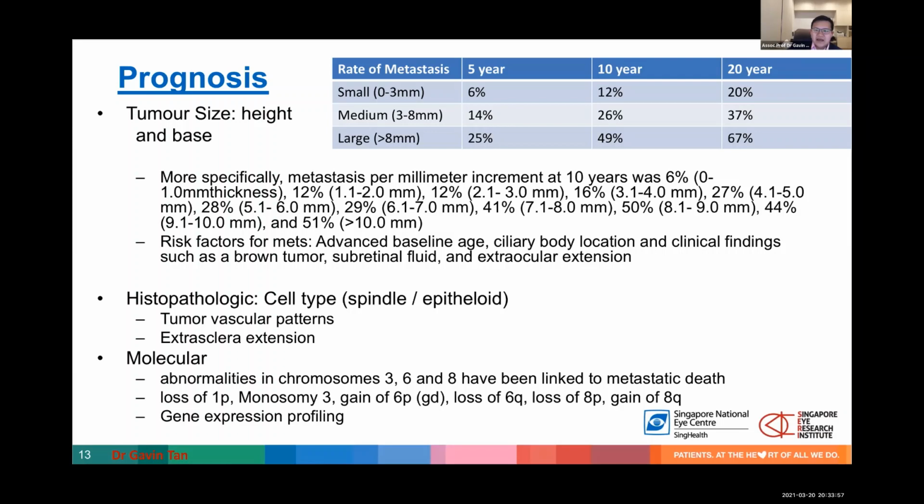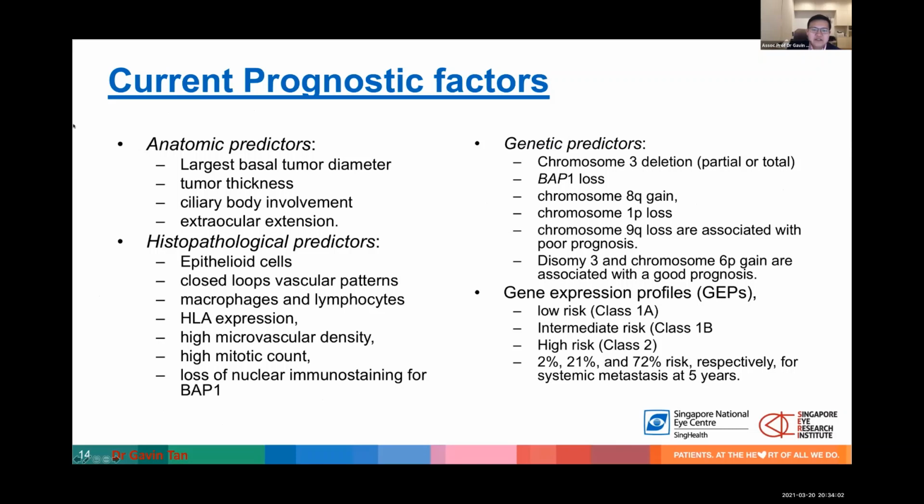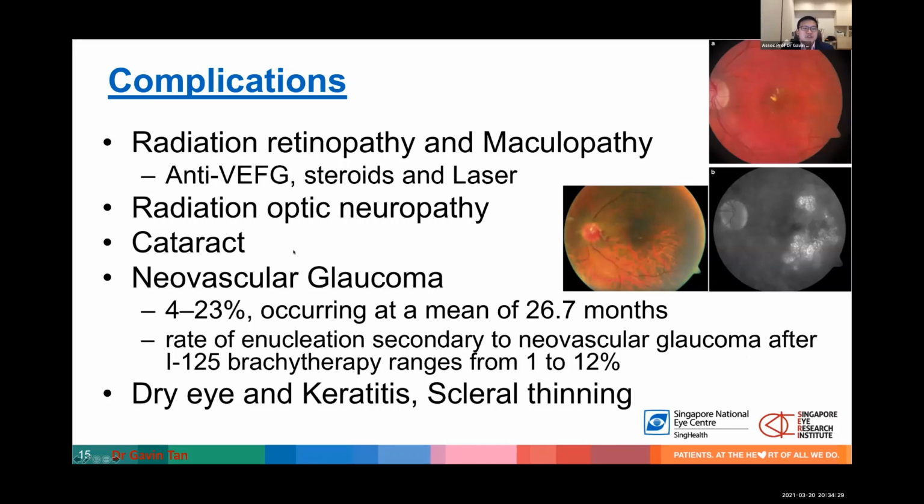There are many prognostic factors that have been identified. It's too much to go through in detail in this talk, but know that we have the general anatomical and histopathological predictors. And what has become increasingly important are genetic predictors, whether chromosomal changes or, more recently, gene expression profiles, for which there is good evidence that they can give a pretty reliable prediction of the patient's risk for systemic metastasis at 5 years. So as with any therapy, it is not without complications.